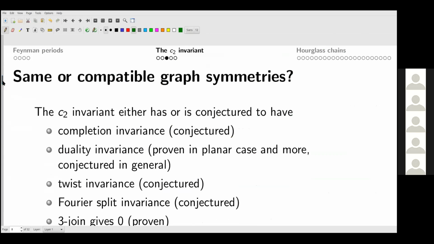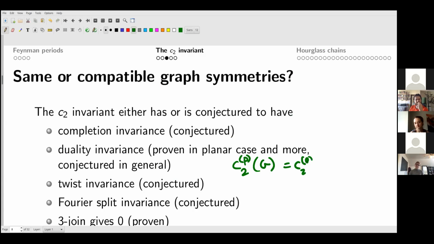All right. What else is cool about C2? So another piece of this story that some of you will have heard me tell you about before is that there are a lot of graph operations that C2 is symmetric under. So let's start with duality invariance. If I have C2, and it's true for all P, of a graph, and C2P of the planar dual of the graph, they're the same. And that's also true of the period. So PG is also equal to PG star. So that's kind of nice.